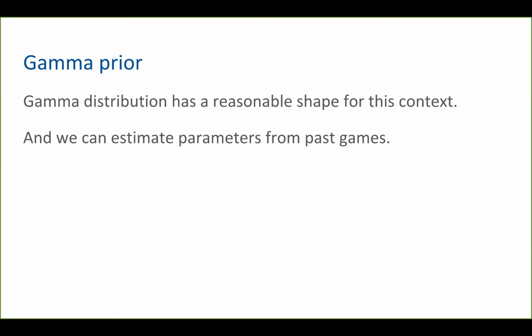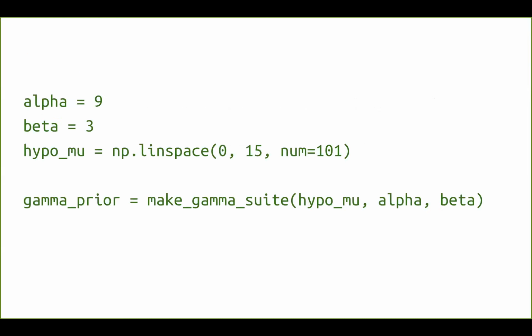I need a prior. That is, what do I believe about mu before I see any data? And mu, again, is the goal scoring rate, the number of goals I expect in a given game. Turns out that a gamma distribution is a reasonable choice for this model. The shape makes sense for hockey games, and I can use data from past games to estimate the parameters. So I've done that, and it turns out that with the parameters alpha equals 9 and beta equals 3, we get a prior distribution that captures what we believe about hockey games in general.